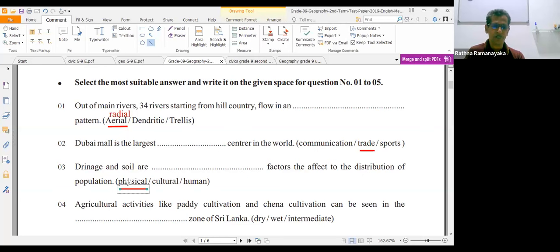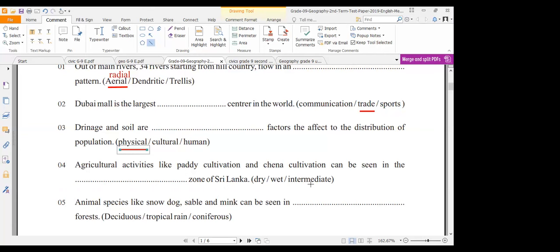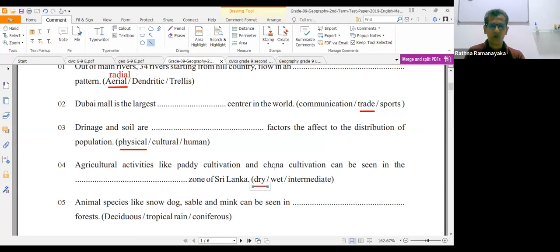They are physical features. Agricultural activities like paddy cultivation and chena cultivation can be seen in the zone of Sri Lanka. Dry zone, wet zone, intermediate. Dry zone, correct. In the dry zone, chena cultivation, right?